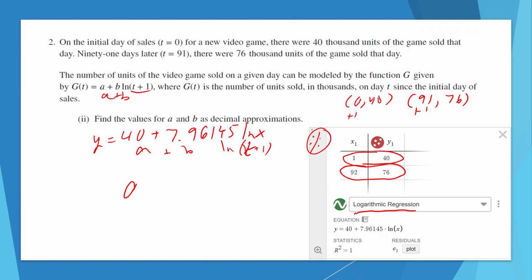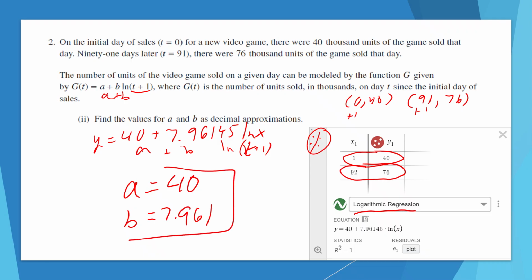So here, a is just 40. You do not have to add decimal places there. And then b is going to be 7.96 and then 1 should be your answer there. No rounding needed. And so that should be our answer.